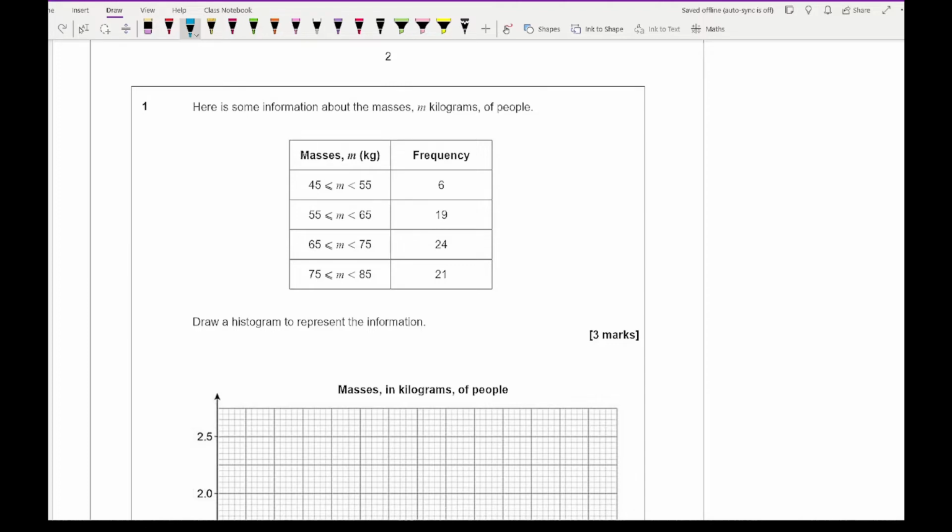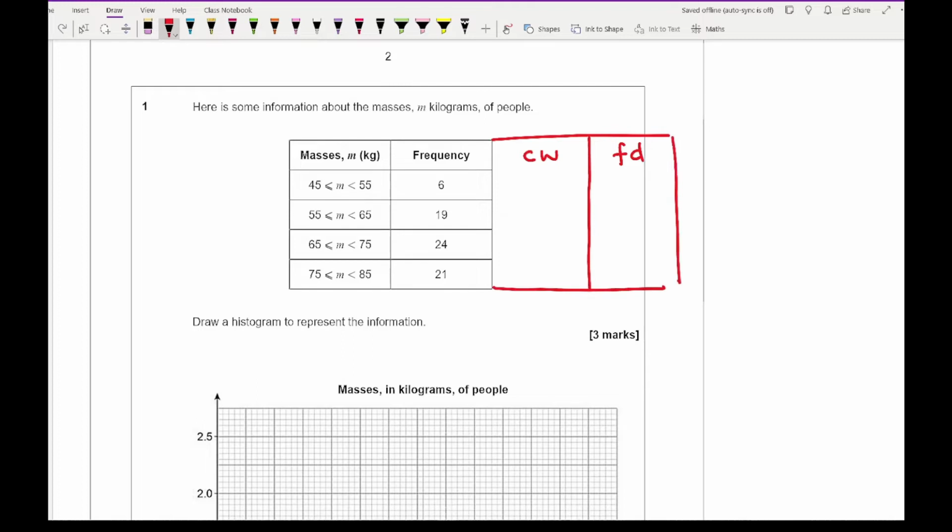So looking at question 1, it says here is some information about the masses of m kilograms of people, and the question is asking us to draw a histogram to represent the information. So for this, what we need to do first is add 2 additional columns to this table. So I've got class width and I've got frequency density. Now sometimes students will not do the class width because they feel as if they can do that in their head, but you actually get a mark in as working out for actually calculating the class width. Now maybe not for this question because it's only worth 3 marks, but for bigger mark questions you may get a mark for class width, so always try and include it.